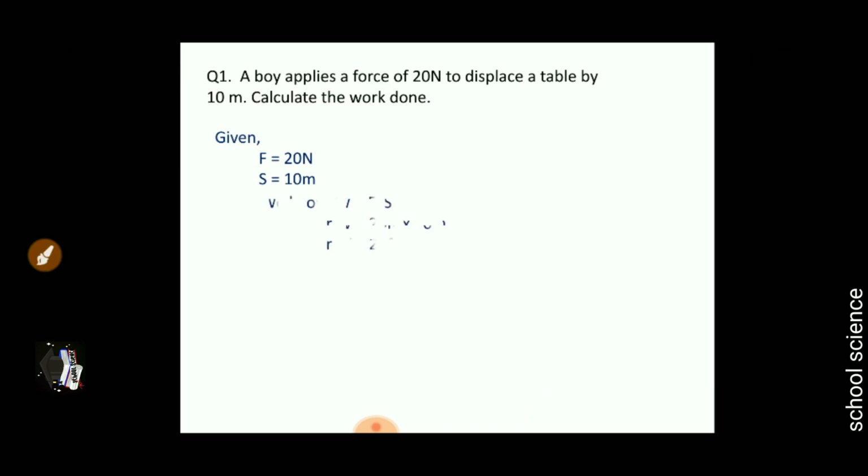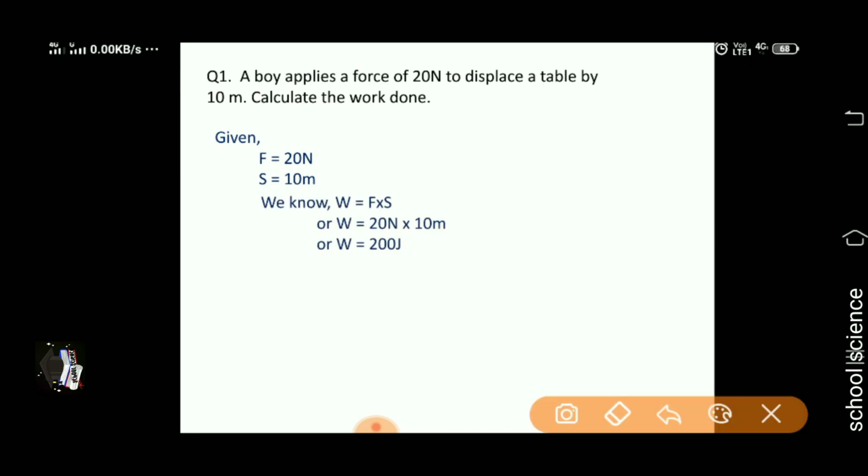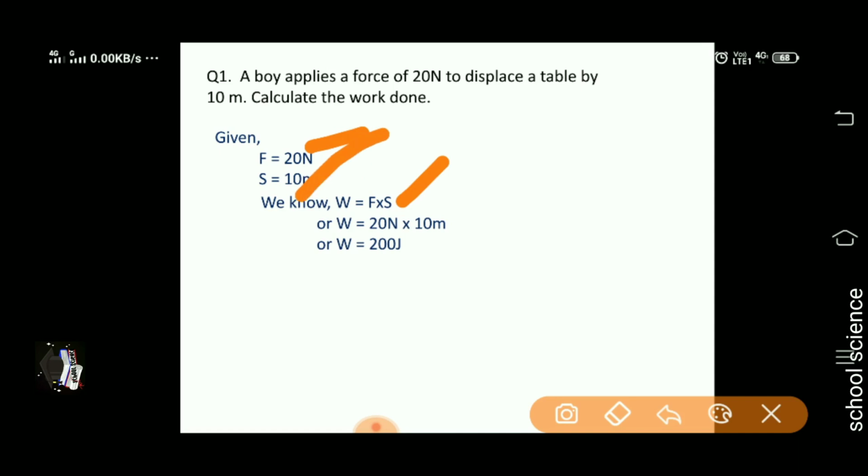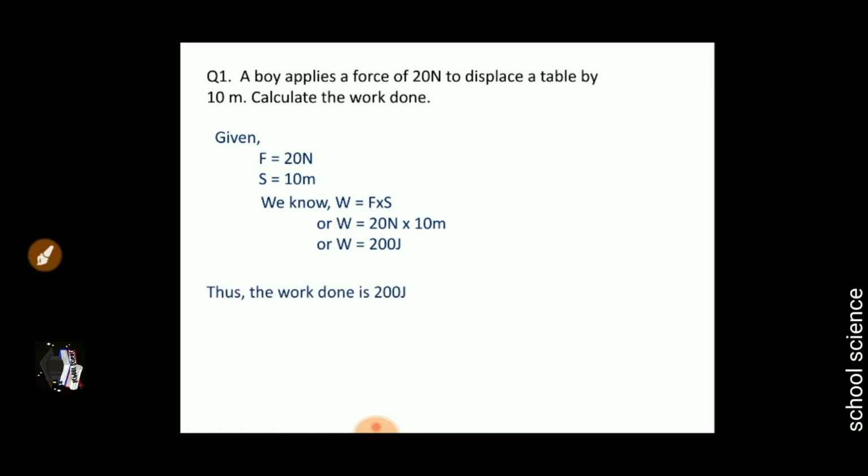So let's write down the working formula for work done. We know W equals F into S. Now let's put the value. W equals F, force is 20 Newton, S displacement is 10 meter. We have put the value for F and S, 20 into 10. Okay, multiply this, we will get 200. Therefore W equals 200. Unit is joule, so I have written here J. Thus the work done is 200 joule. We have to write this at the end. Okay, thus the work done is 200 joule.